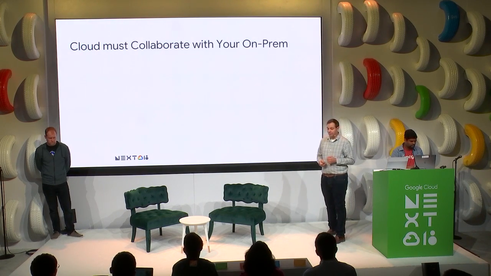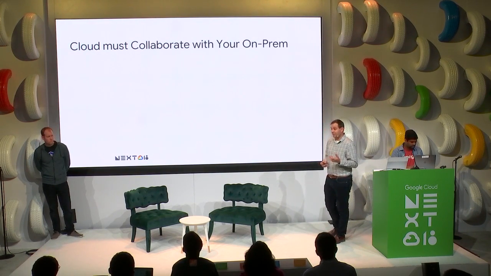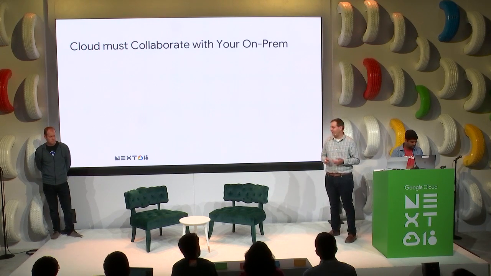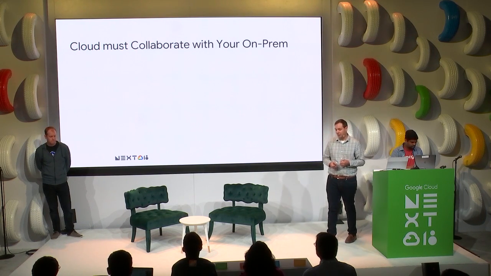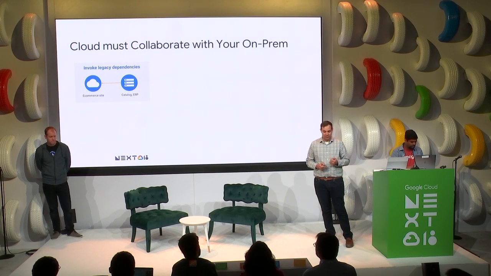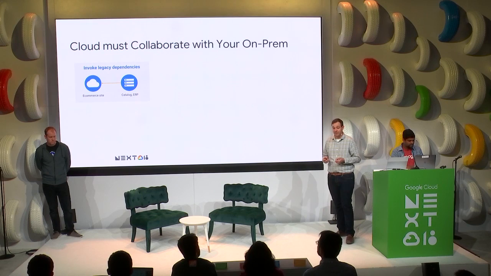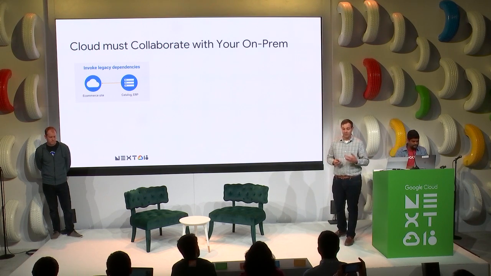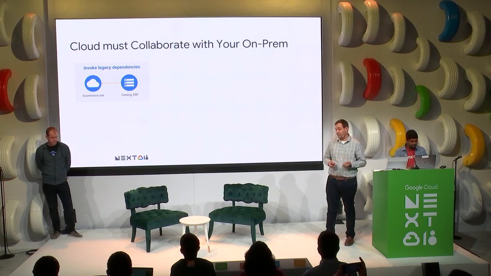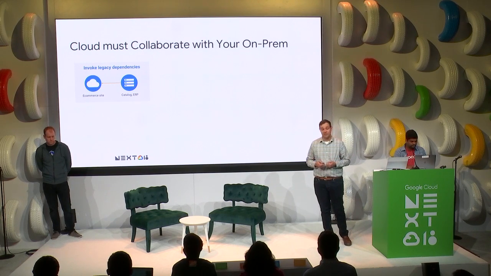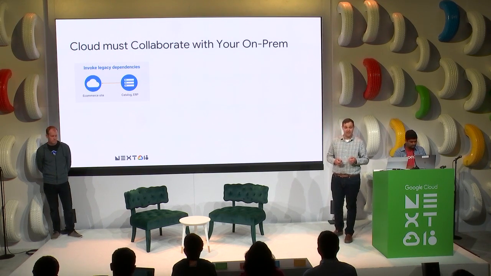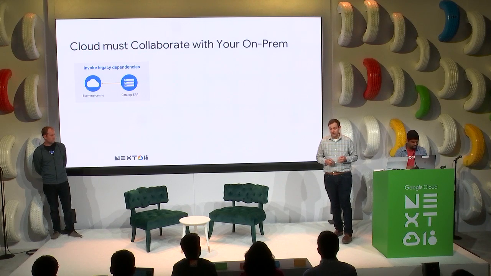But what about hybrid? So the cloud, we've determined, must collaborate with your on-prem, and that's exactly why we're building GKE on-prem. We see a lot where you've got legacy dependencies on premises. You might have an old database that really can't move to the cloud. You might have some services running there that really need to stay on-prem for a variety of regulatory reasons. And those need to stay there, and you need to be able to access them from the cloud.